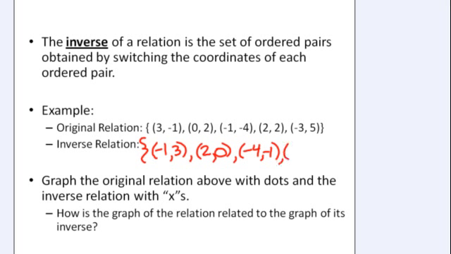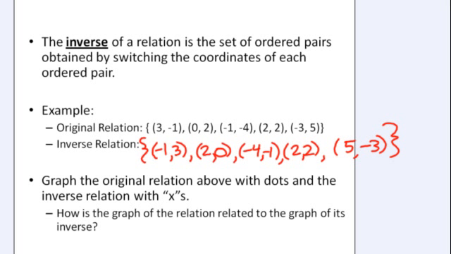Be careful with this next one, (2, 2). Make sure you switch those. That's going to be (2, 2). I can tell if you don't. And the last point, (-3, 5), would become (5, -3). So if we have individual points, it's very easy to find the inverse relation.